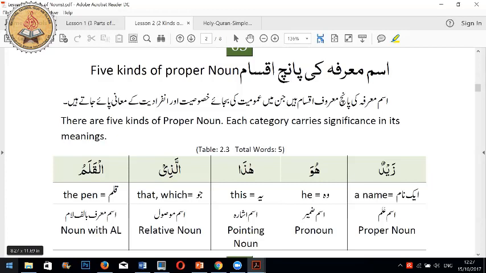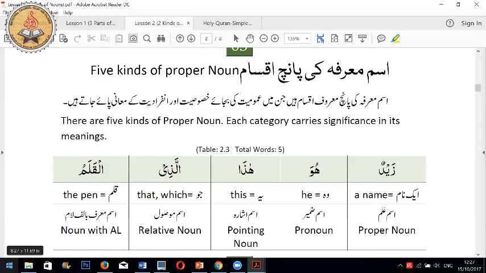So we come to this conclusion that any person's name is a proper noun. Zaidun, Hamidun, Kalimun, Khalidun, so many. And similarly, female names.